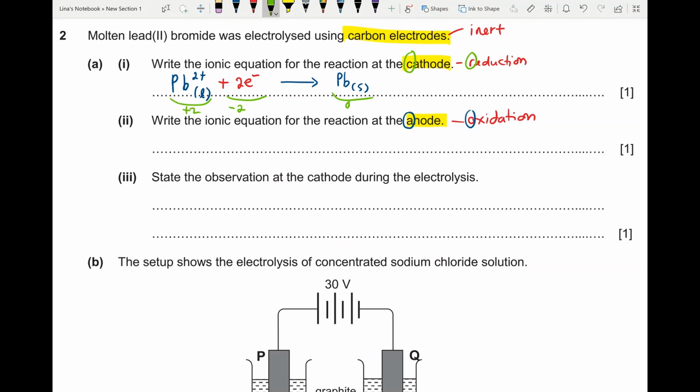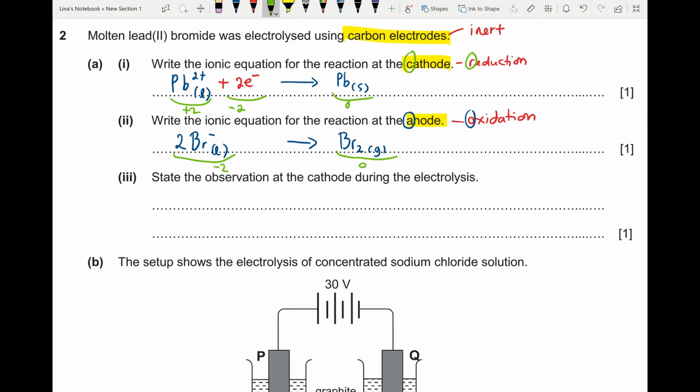So you can pause the video to try A2, and when you finish, you can continue watching. For 2A2, the anode attracts anions, the negative ions. So in this case, our negative ion is bromide, and that's going to be converted to bromine. Now, bromine at such high temperature will be a gas. Now let's balance the equation. There are 2 bromines on the right, so you need to multiply the bromide on the left and make it 2. Now the total charge on the left is minus 2, the total charge on the right is 0.